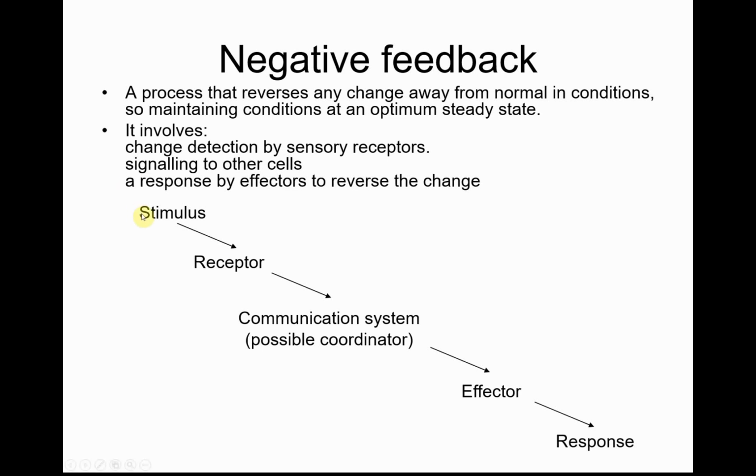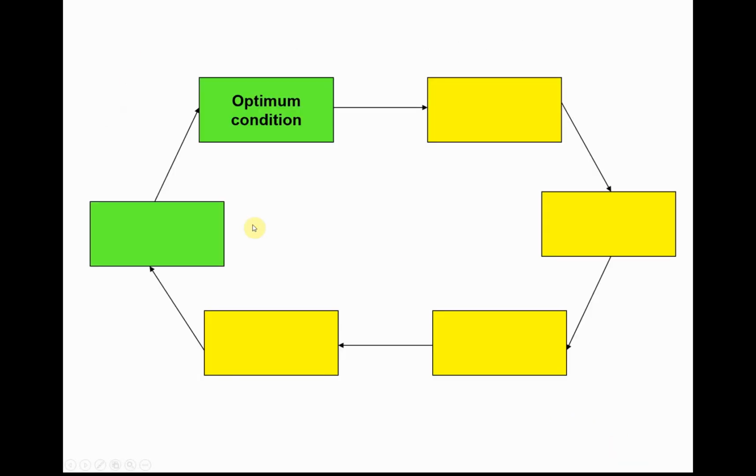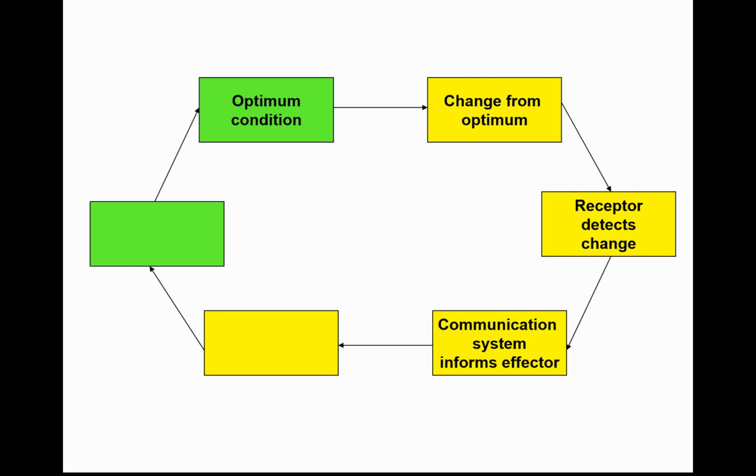So sometimes we can draw it as a stimulus to response flow chart, or if we're thinking about our negative feedback, we can think of it as a loop. Okay, so we have our optimum condition. If we get a change away from the optimum, so that could be going up or down. This loop works either way. So you could have a loop with the body temperature going up, or a loop with the body temperature going down, or glucose levels going up, or glucose levels going down. The receptor detecting the change, some communication system informing the effector somehow, and we'll talk about that a bit more in a moment. The effector reacting to reverse the change, so we return to optimum.